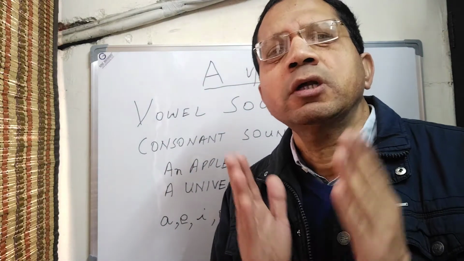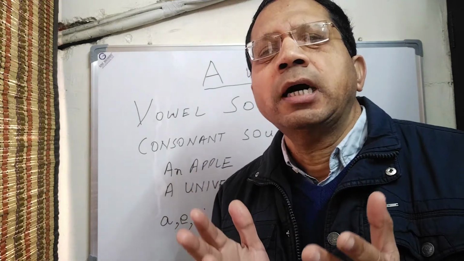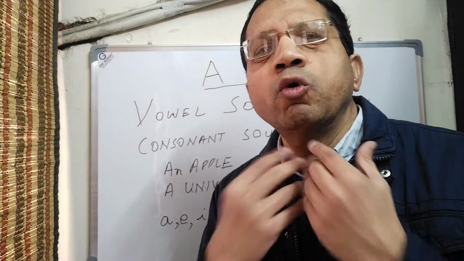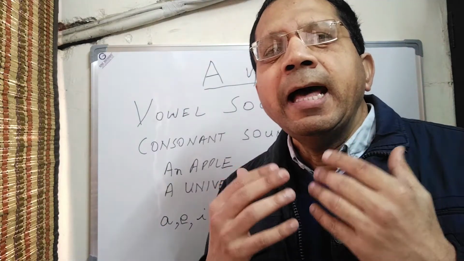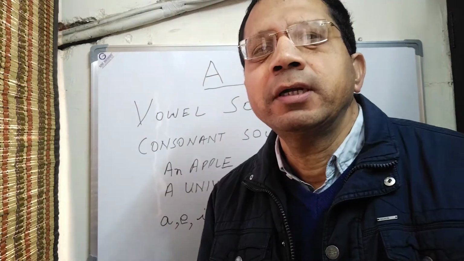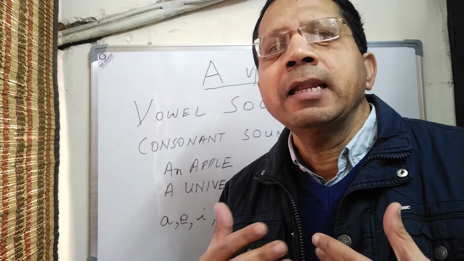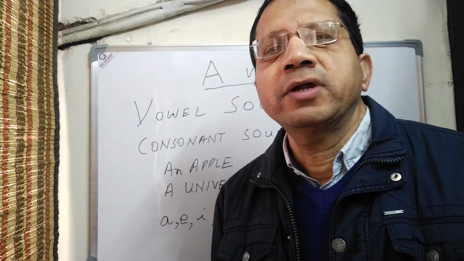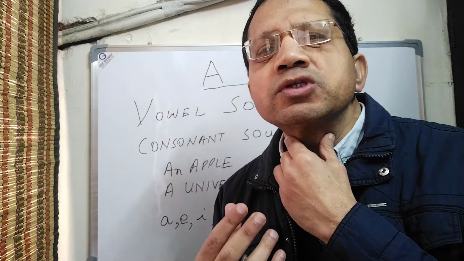Okay. And what are vowel sounds? Vowel sounds are those sounds which are emitted when our throats are open. Let's take some examples. An apple, an elephant, an Indian, an American, right? These sounds are emitted when our throats are open.